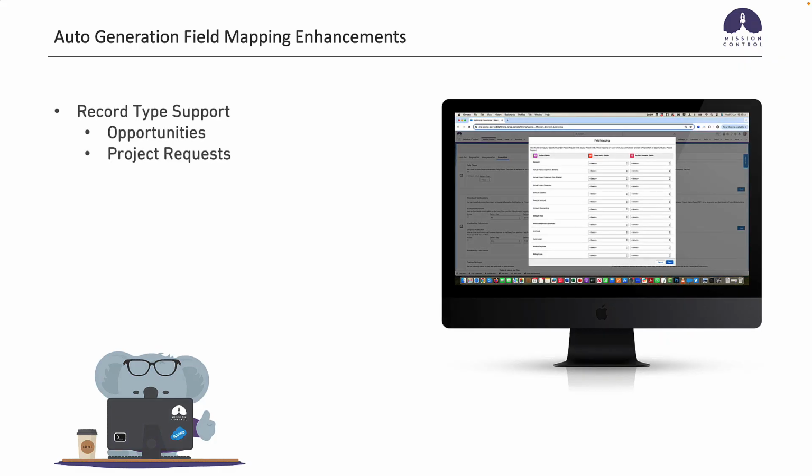So the auto generation, obviously you can configure the field mapping rules for the auto generation logic from an opportunity or from a project request. Where you are using record types on that opportunity or project request object, you might have a need to configure different field mapping rules depending on the record type being used. So we've introduced that functionality where you can configure those rules specific to the individual record type. So we'll cover that off later as well.